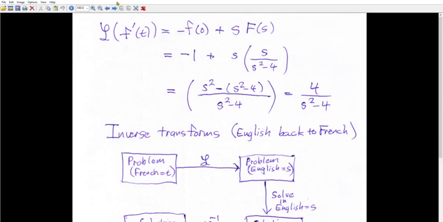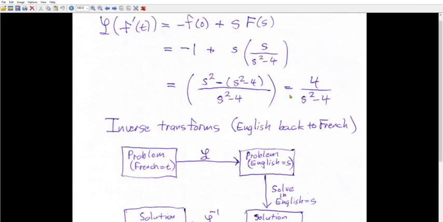And the answer is minus f of 0 plus s cap F of s, and that's going to be minus 1 because f of 0 was 1, plus s times the Laplace transform, which we knew was s over s minus 4. We do a little algebra here. There's an s squared here. This minus 1 has to get put in as s squared minus 4 over s squared minus 4. You do the algebra, you get 4 over s squared minus 4.